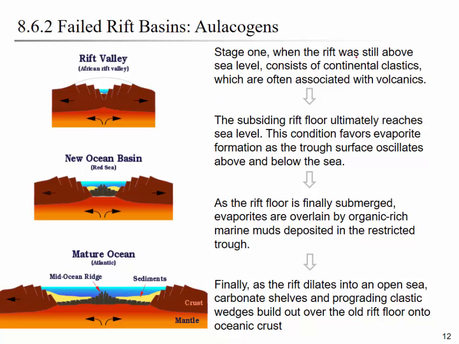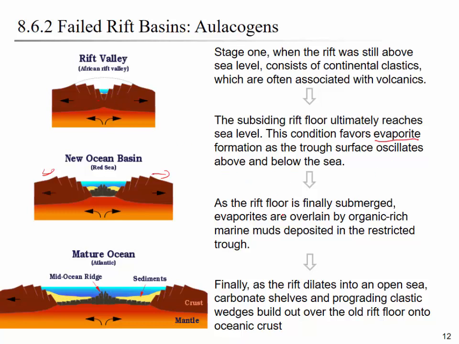Stage one, when the rift was still above sea level, consists of continental clastics, which are often associated with volcanics. And then the subsiding rift floor ultimately reaches sea level. This condition favors evaporite formation as the trough surface oscillates above and below the sea. So first, it was above the sea level, and as it diverged, the floor goes down, and it's similar to sea level, so it can be dried and be saturated by the seawater. So then the salt can be precipitated, so evaporite can form easily.